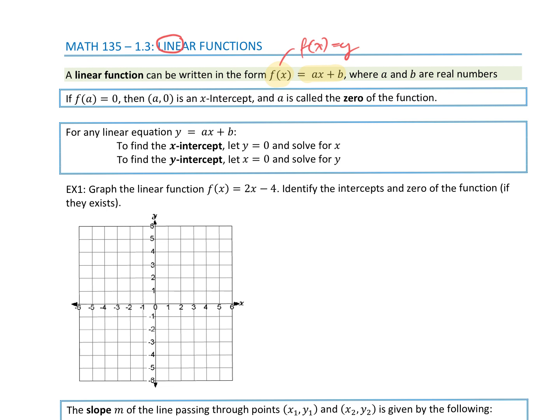So if f of a equals 0, then the point (a, 0) is called an x-intercept. We also call the a value the 0 of the function. For any linear equation, y equals ax plus b, to find the x-intercept, we let y equal 0 and solve for x. To find the y-intercept, we set x to 0 and solve for y.